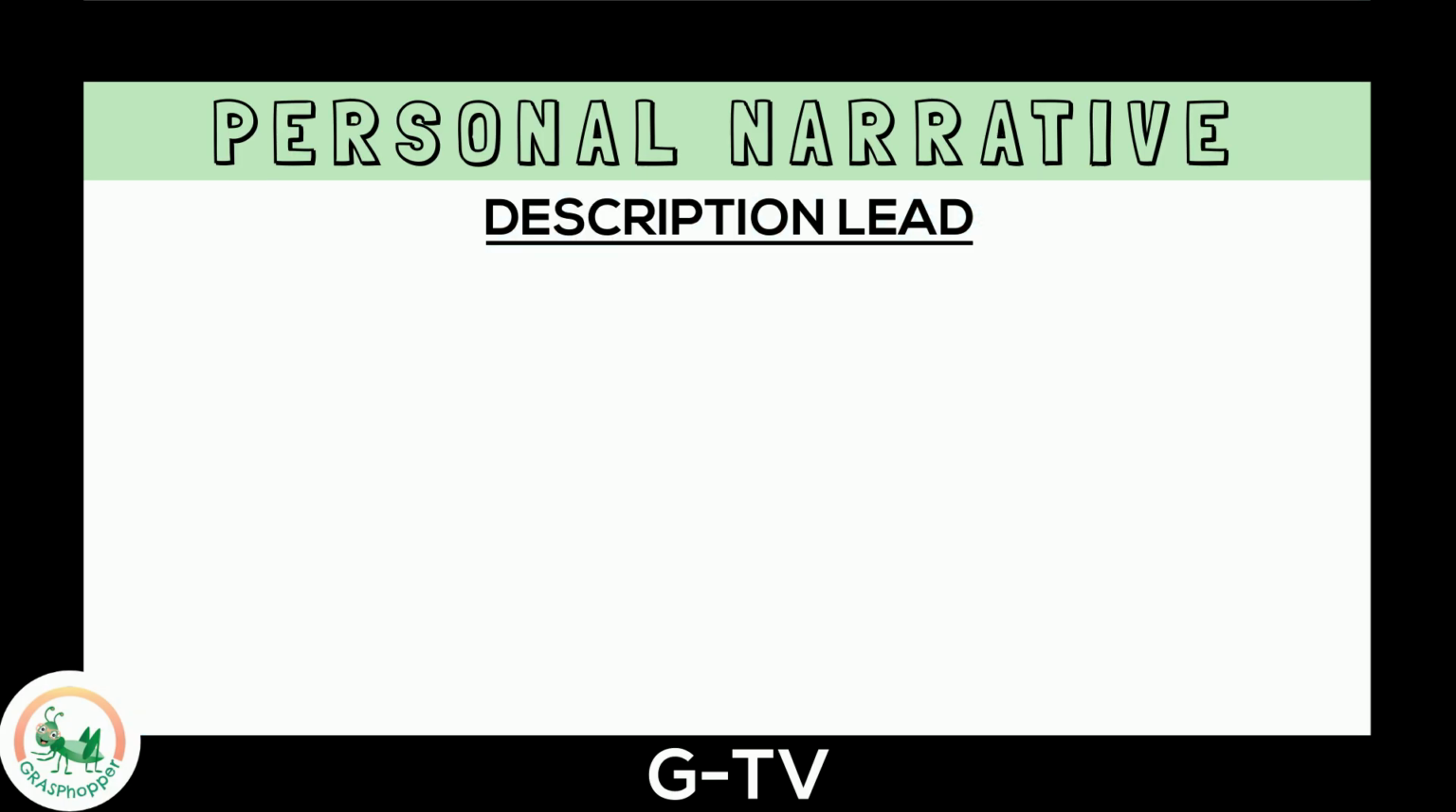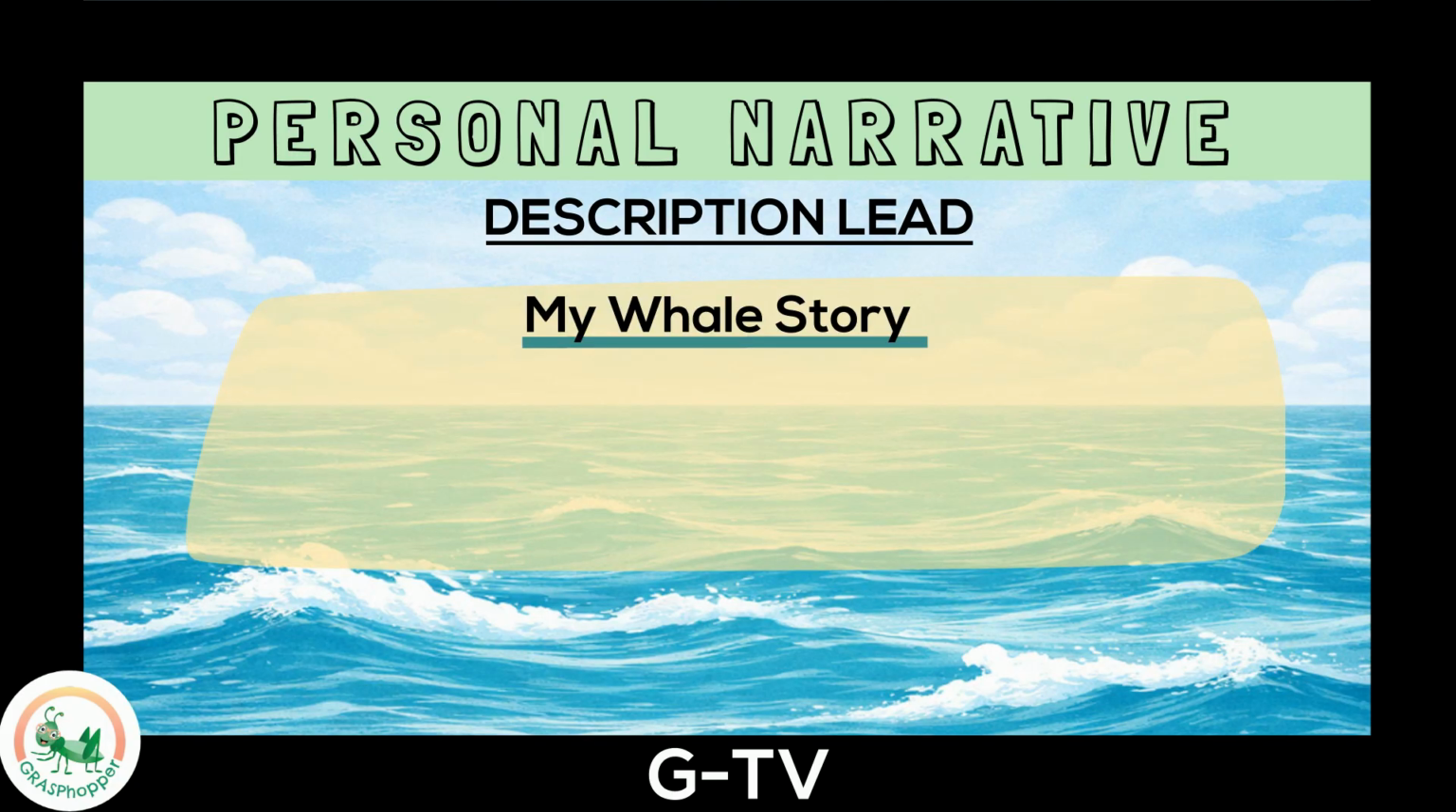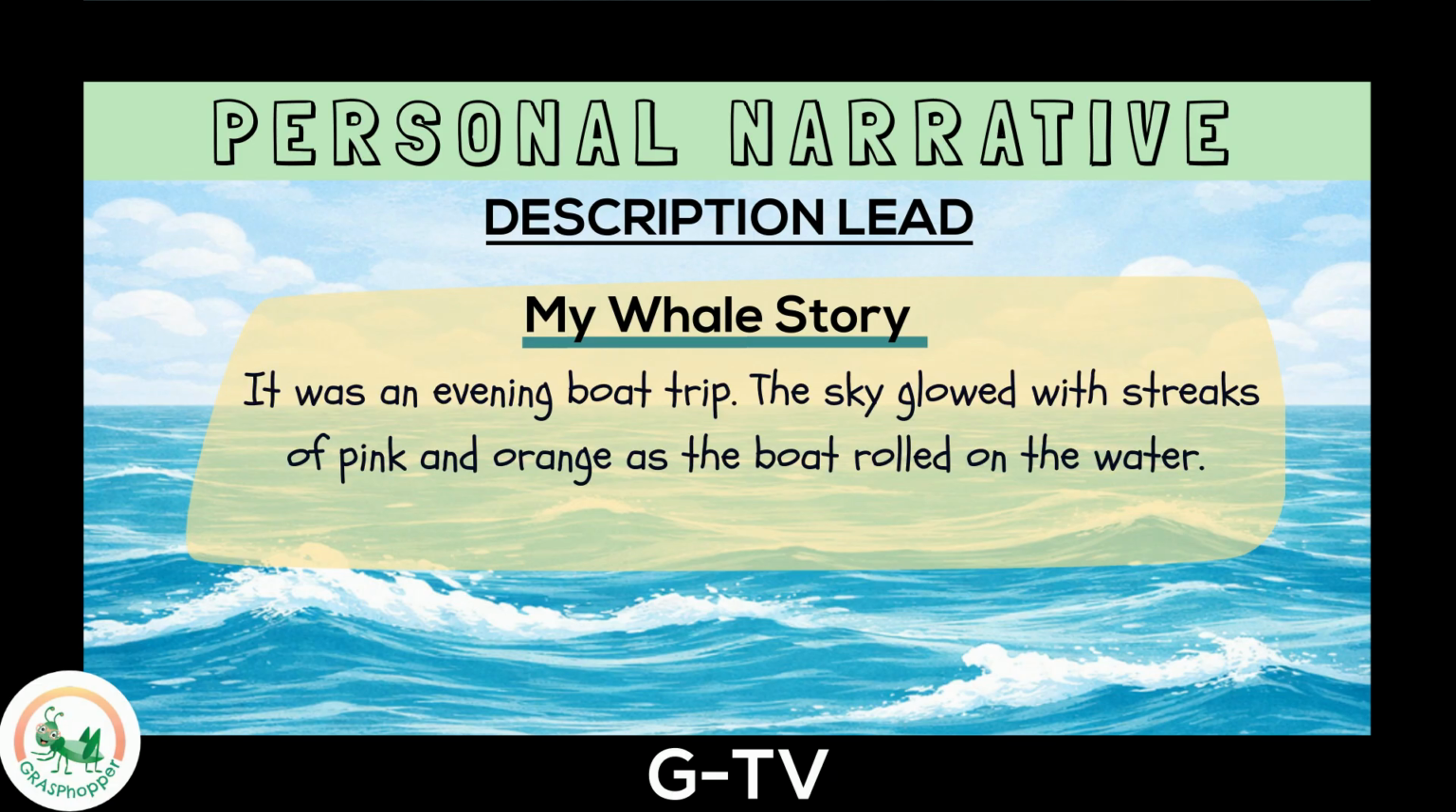In a description lead, you show what the scene looked or felt like, so the reader can picture it. This is where you can add more of those 5 senses that we talked about in the Show Don't Tell lesson. Here's some of the 5 senses that come to mind when I picture my whale watching trip. It was an evening boat trip. The sky glowed with streaks of pink and orange as the boat rolled on the water.